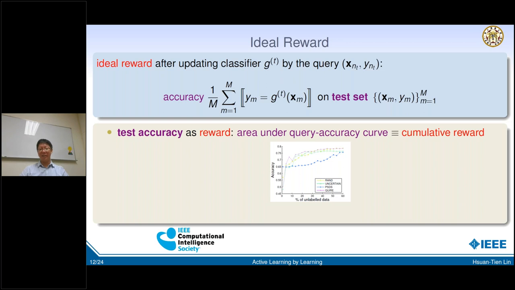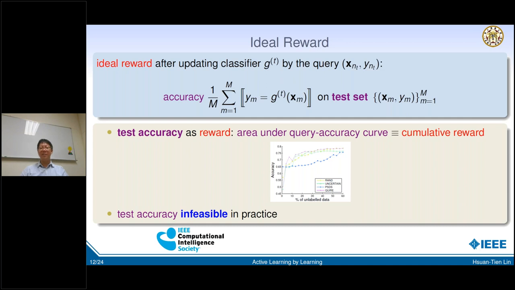So basically, you see that our wish of having a curve that's as high as possible can be translated to having a big area under the query accuracy curve. So we want a big area. And this wish of wanting a big area can be translated to the wish of wanting a big cumulative reward, if we use the test accuracy as a reward. And remember, the cumulative reward is actually what the bandit algorithm tries to optimize. If you go to the bandit learning literature, all the bandit learning algorithms try to optimize the cumulative reward. So ideally, we want to use test accuracy as the reward.